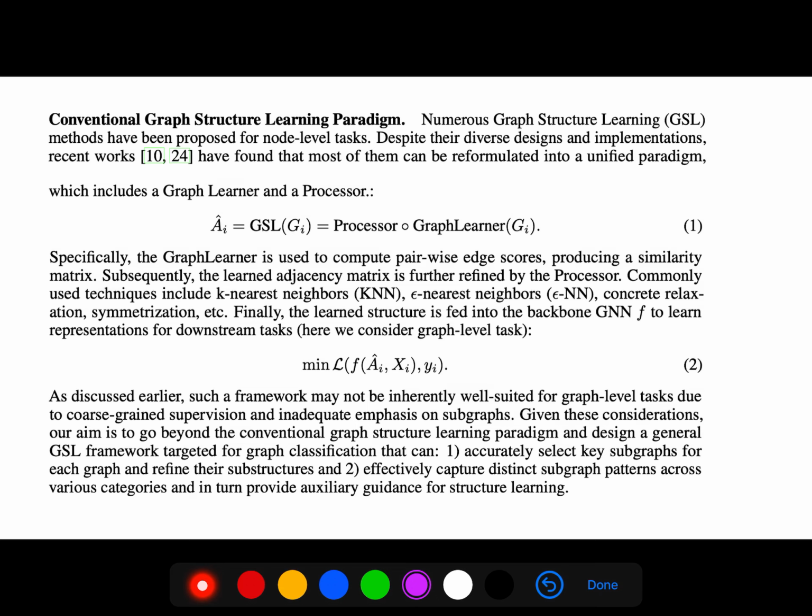The graph learner is used to compute pairwise edge scores, producing a similarity matrix. Subsequently, the learned adjacency matrix is further refined by the processor. Commonly used techniques include k-nearest neighbors, epsilon nearest neighbors, concrete relaxation, symmetrization. Finally, the learned structure is fed into the backbone GNN to learn representations for downstream tasks, such as graph-level tasks.